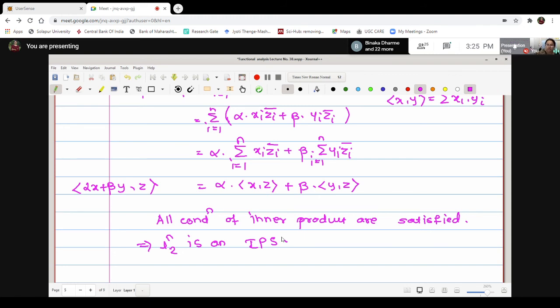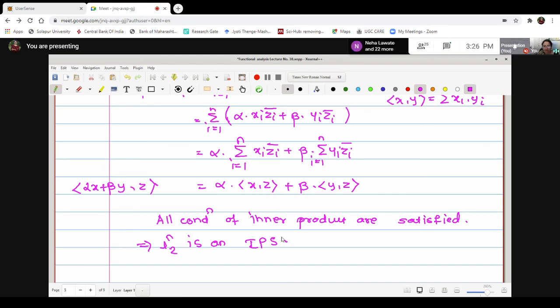Actually, in order to check whether the given example is an inner product space or not, every time it is not necessary to verify all the conditions. There is one law we are going to prove called the parallelogram law. If an inner product satisfies the parallelogram law, it gives us an inner product. If it doesn't satisfy it, it is not an inner product. This is what we will discuss later.